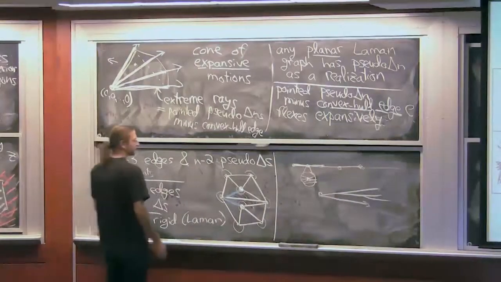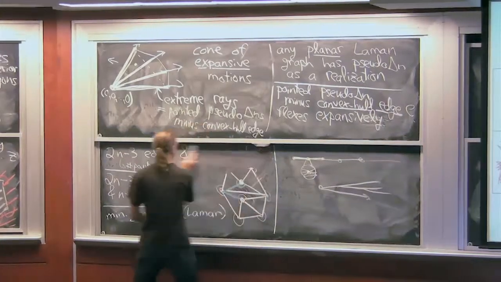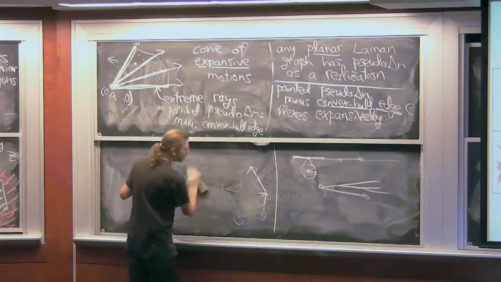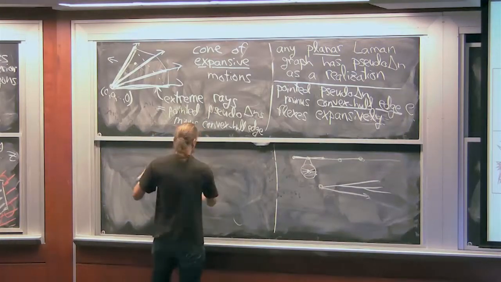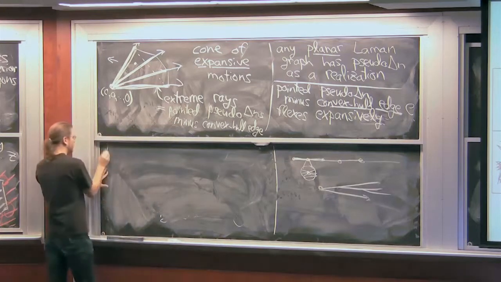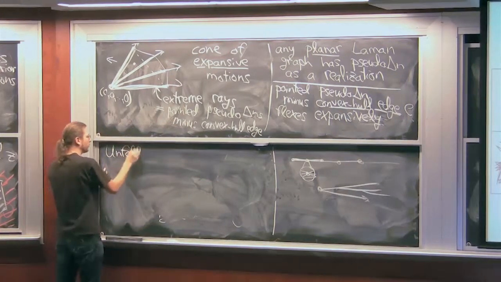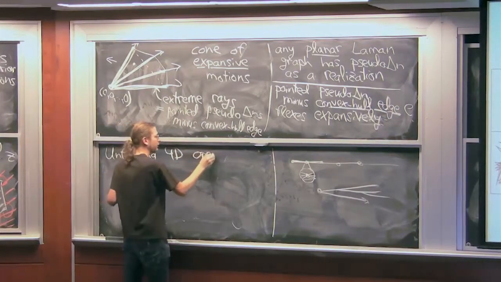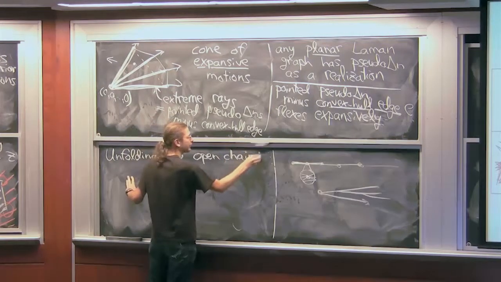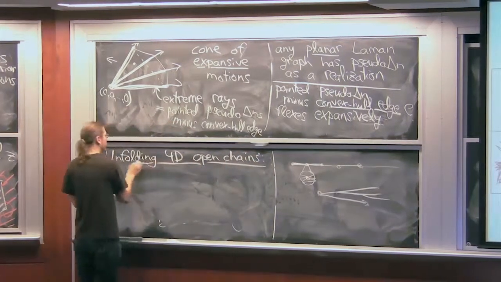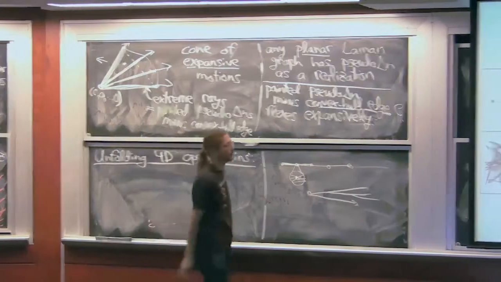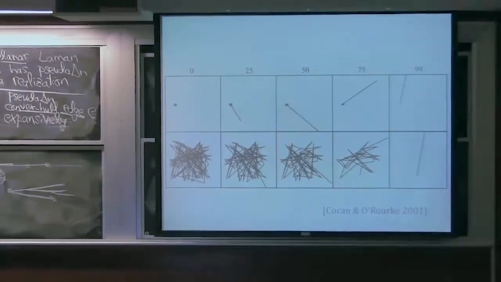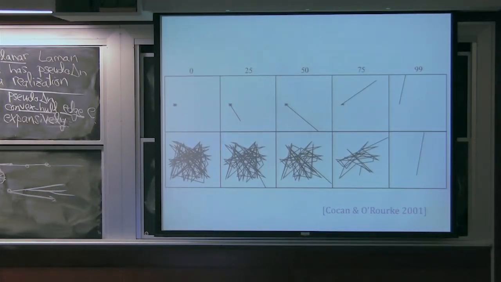It's actually very simple. For open chains, it's very simple. Closed chains, a little more complicated. Trees, also very simple. So unfolding 4D open chains. This is by Roxana Kochen and Joe O'Rourke, back before the Carpenters Rule theorem. I guess this publication was later, but the original version was in 1998, I think, or 99.